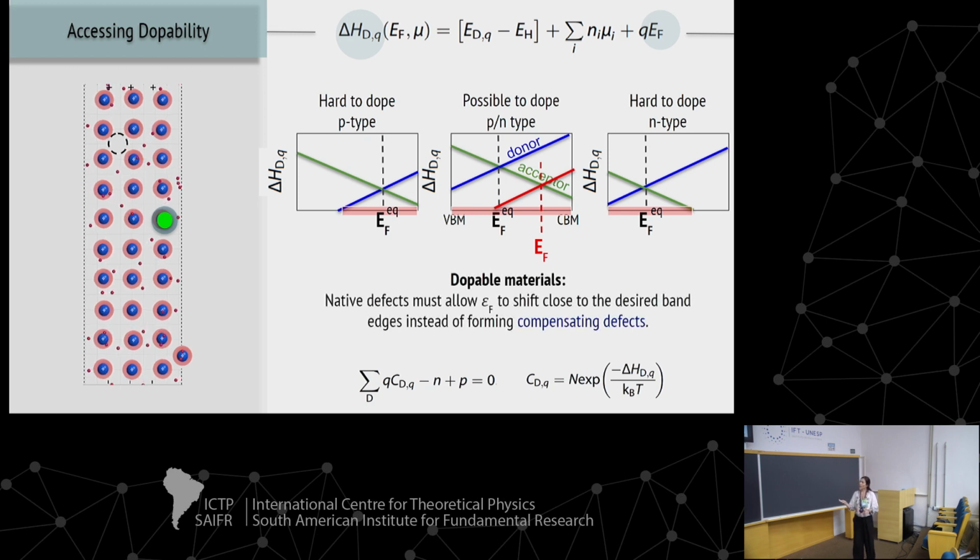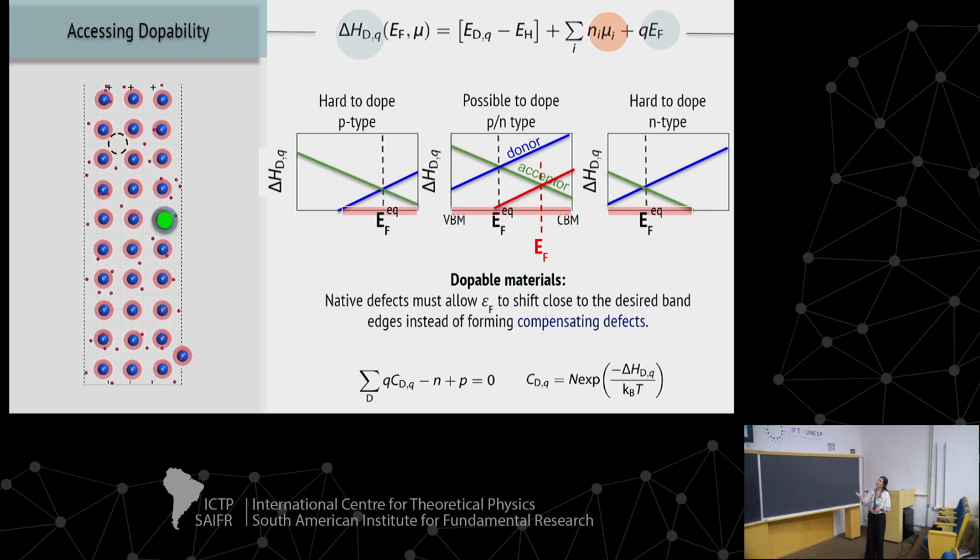By dopable materials, I mean materials where native defects allow the control, the shift of the Fermi energy close to the desired band edge, valence band maximum or conduction band minimum for p- or n-type, instead of forming compensating defects. So this is what we want to understand in different groups of materials.